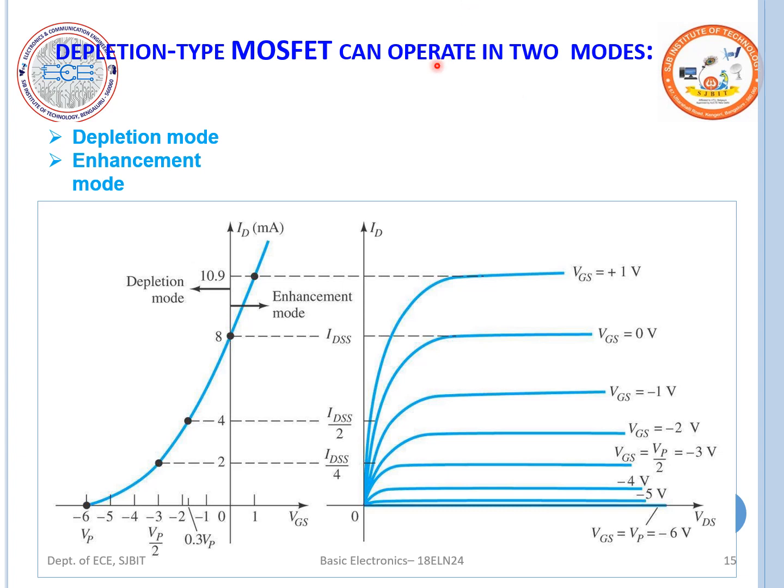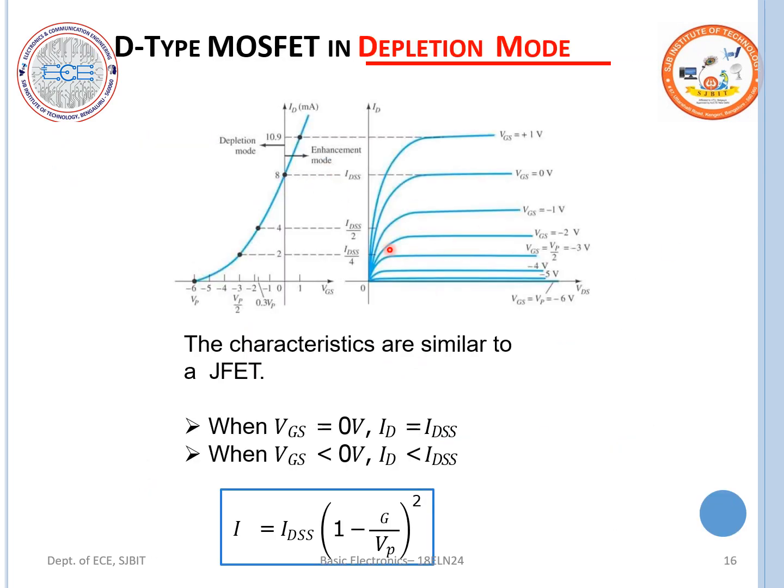Two modes, we can see here in the transfer characteristics. This is the depletion mode. The characteristics are very similar to the JFET. When VGS equal to 0 volt, it reaches IDSS. When VGS is lesser than 0, ID is lesser than IDSS, and the current is given by the same Shockley equation.